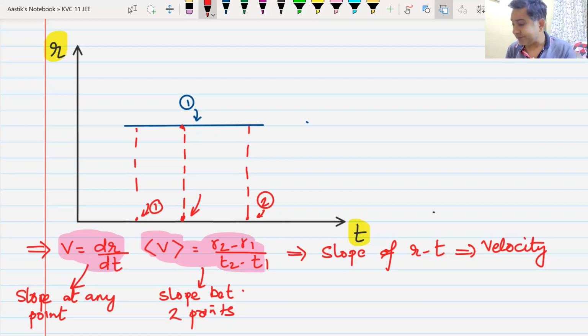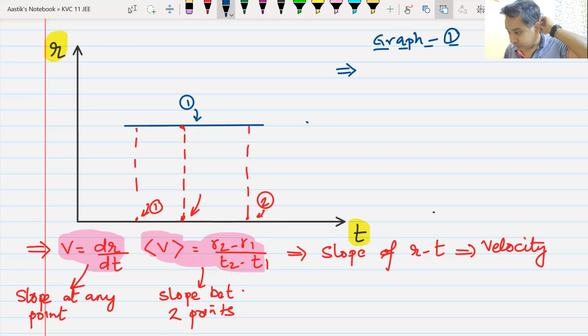Have you noted it down, beta? Okay. Now let us come back to graph number 1. What all information can we get from graph number 1? Tell me fatafat. What is the information that I get from graph number 1?